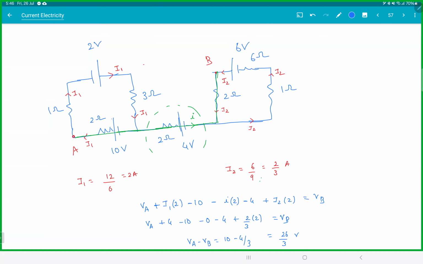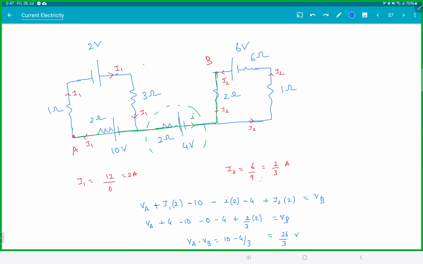Did you guys forget the 4 in the middle? Even though there's no current in that battery, the 4 volt will matter. Be careful with that. That branch connecting has a battery, so minus 4 will come. Do have a look at this. So you need not always complete the loop. You can start at some point and you can just stop anywhere else.